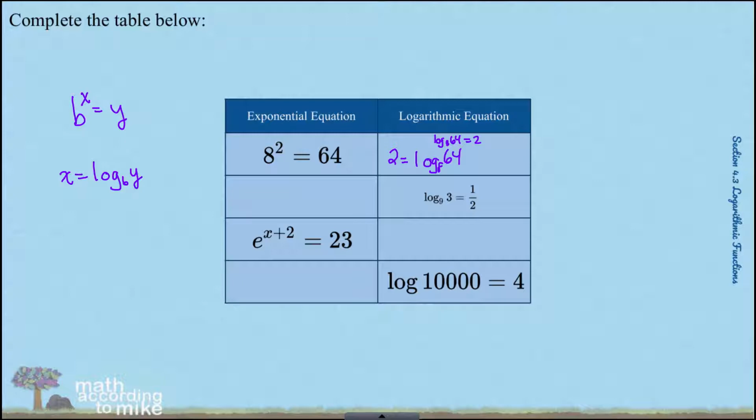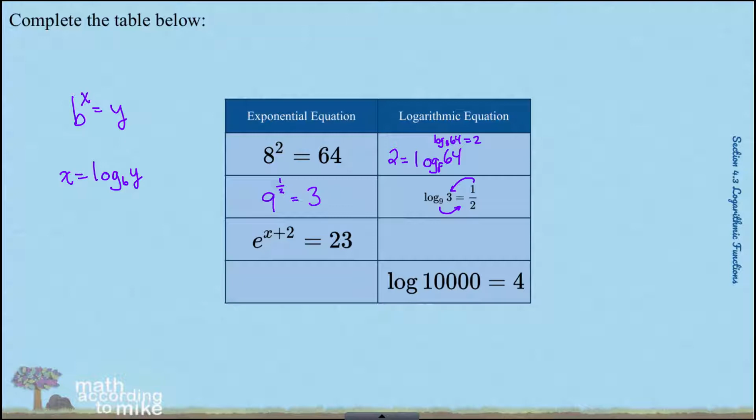For the second one, what's the base of the log? 9. Great. So that makes the base of the exponent also 9. 9 to what power? The 1/2 power equals 3. So 9 to the 1/2 equals 3. Remember, we can check this because a 1/2 exponent says take the square root. The square root of 9 is 3. Checks out.